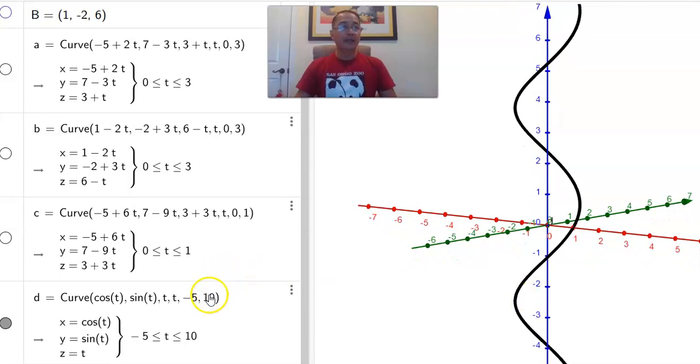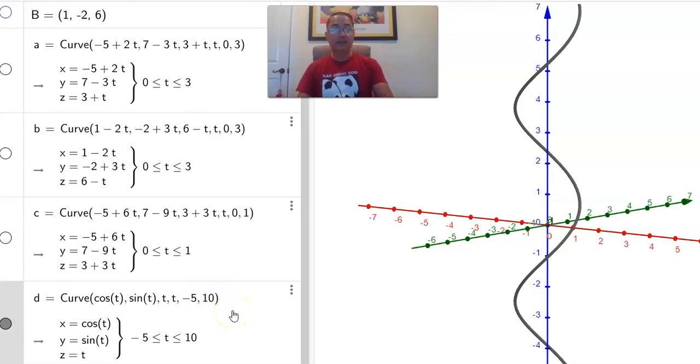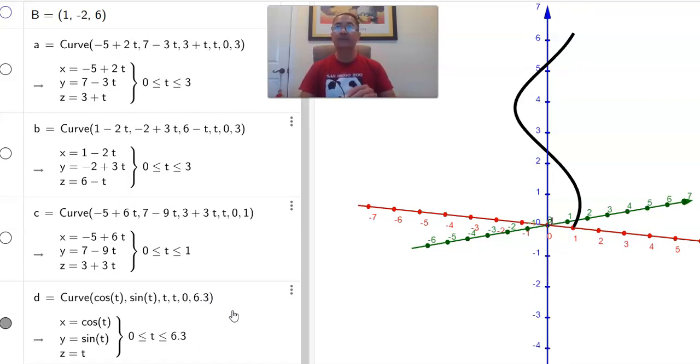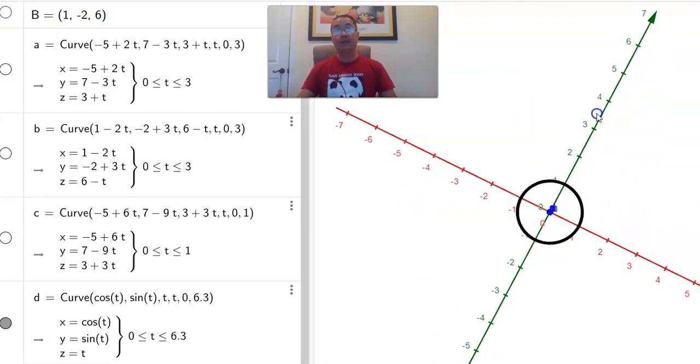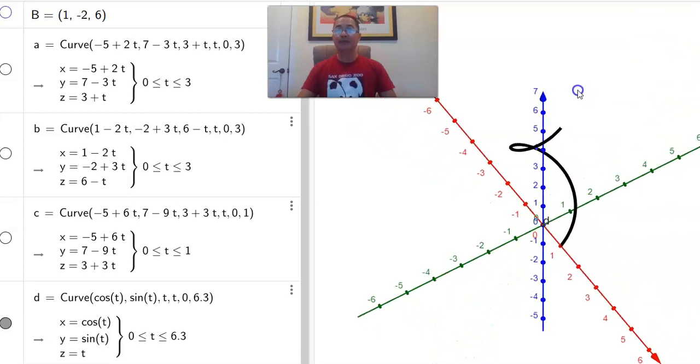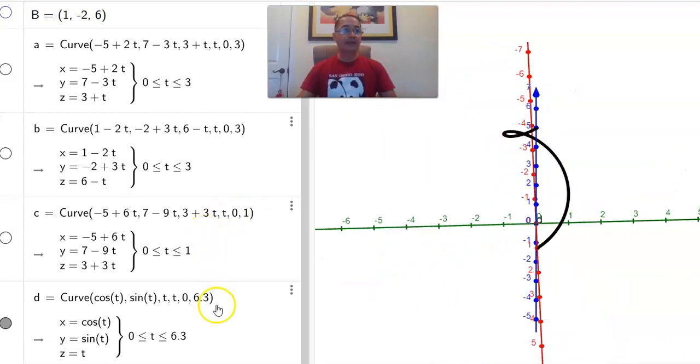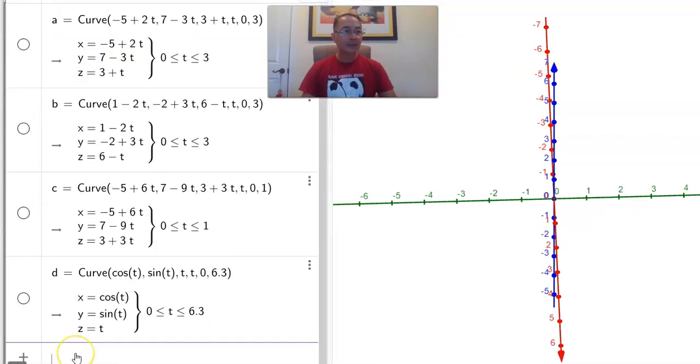Now, of course, if you want to see one period of the helix, just like in trig, we will go from 0 to 2 pi. Okay, so about 6.3. There we go. So you start at 1, 0, 0, and then you climb around until you get to that point, which of course will be directly above your starting point. Ooh, isn't that neat? Okay, so that is our standard helix. Goodbye.